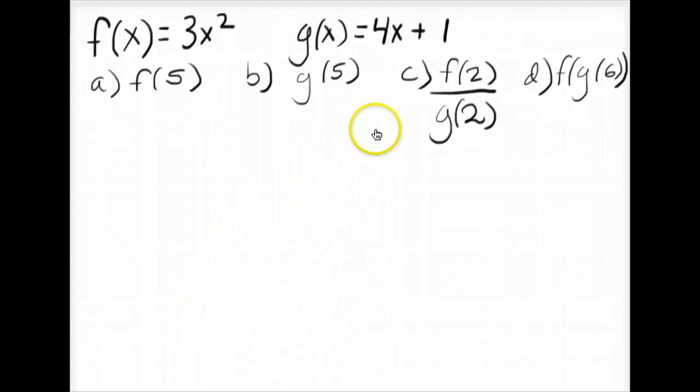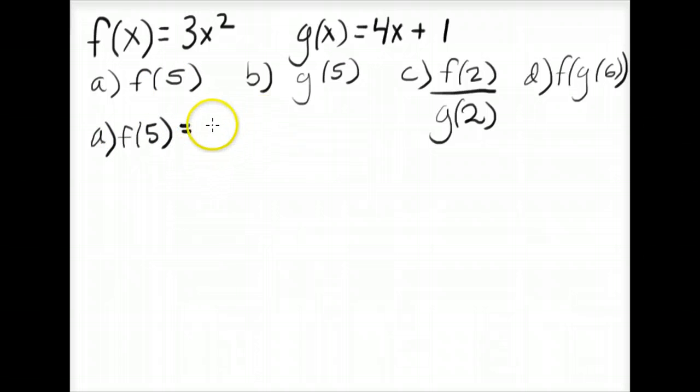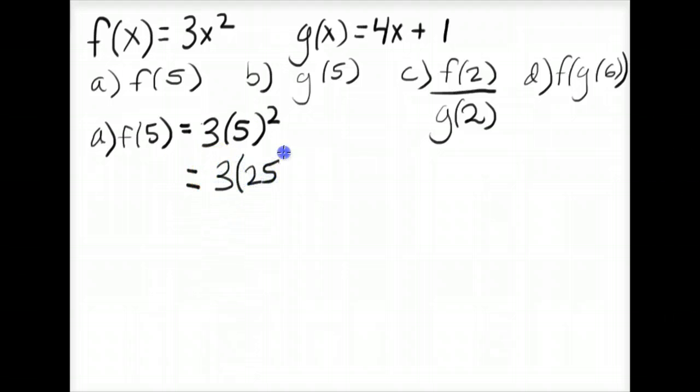So for this example problem, we're going to go through and evaluate the different functions at different points. For part A, we have f of 5. Basically what this means is we're going to evaluate the function f at x equals 5. So we just substitute 5 in for wherever x is in the function f. So this will be 3 times 5 squared, which is 3 times 25, which equals 75.